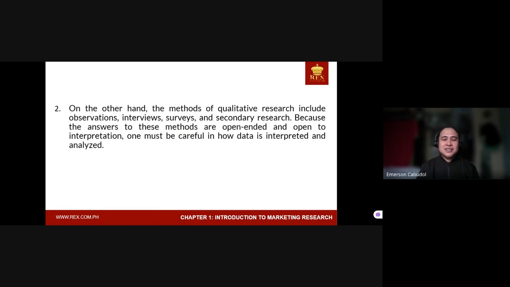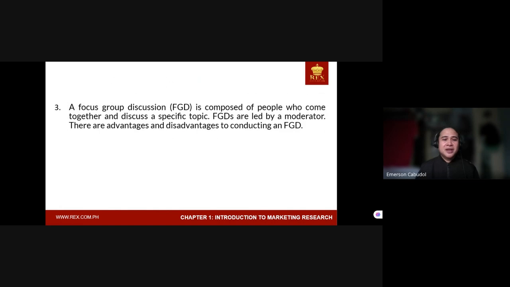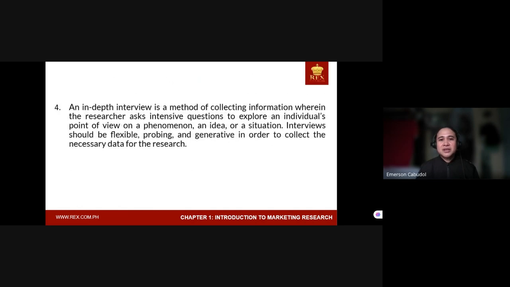Because the answers to these methods are open ended and open to interpretation, one must be careful in how the data is interpreted and analyzed. Three, a focus group discussion or FGD is composed of people who come together and discuss a specific topic. FGDs are led by a moderator. There are advantages and disadvantages to conducting an FGD.